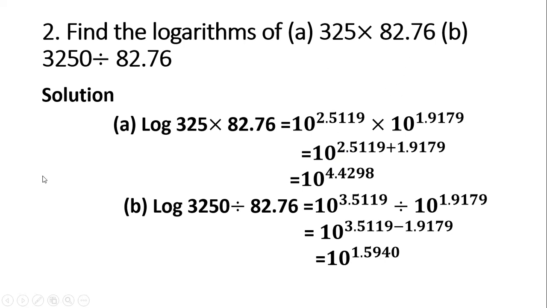Also, we want to do the division aspect, which also obeys the law of indices. So we do the division aspect, which is the logarithm of 3250 divided by 82.76.